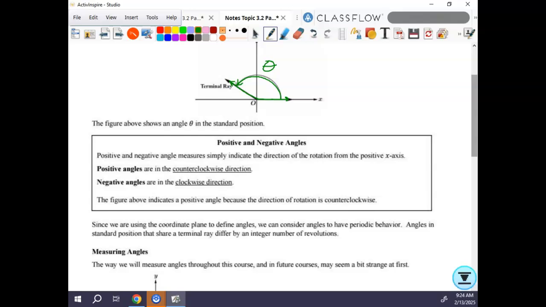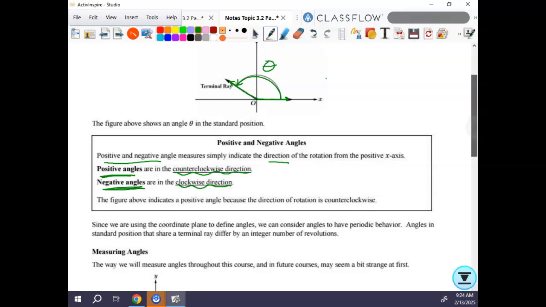Just going to remind ourselves real quick. Positive and negative is just the direction. So positive angles go counterclockwise. Negative angles go clockwise. I know you can't actually read that clock, but I hope you at least know which direction the hands go in, because that can help you. And then this denotes a positive angle because it's going counterclockwise.